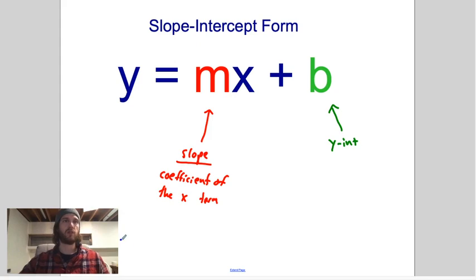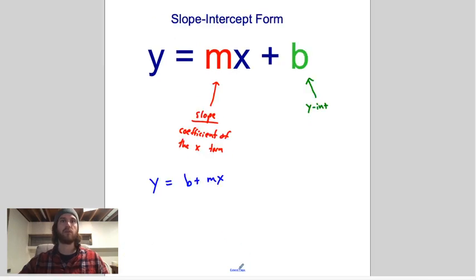It is important to note that this equation, y equals b plus mx, you can also in a way call slope-intercept form. It's kind of intercept-slope form, but you can still look at this equation and find the slope quickly and the y-intercept quickly.